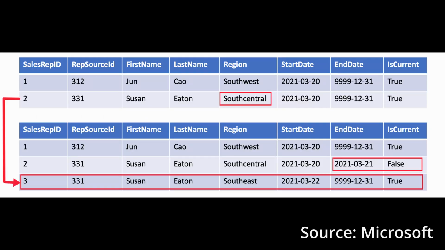So how does this compare to type 2 SCD? For type 2 SCD, a new row will be added for the new value for the dimension member.